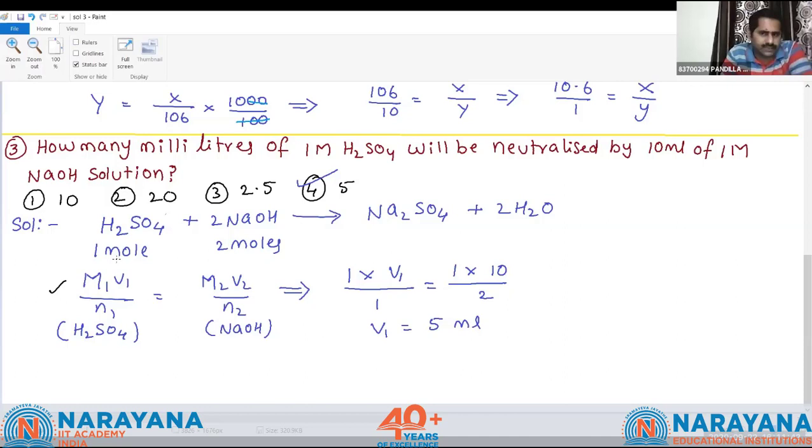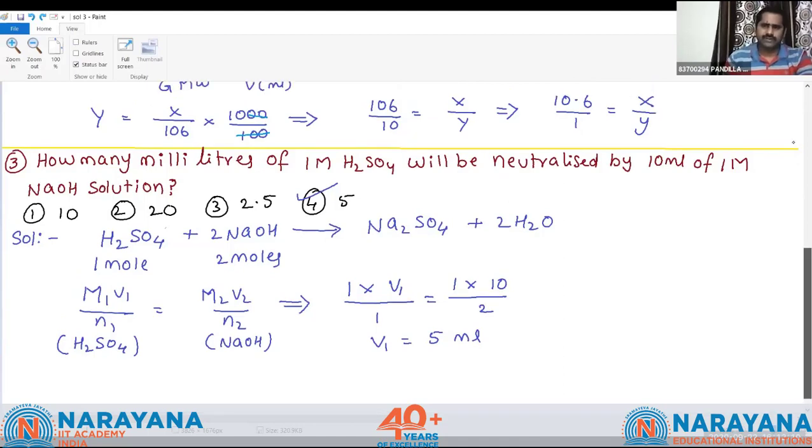The problem is with respect to molarity, not with respect to normality. H2SO4 reacts with 2 moles of NaOH, we get Na2SO4 plus 2H2O. 1 mole of H2SO4, 2 moles of NaOH. That's why the number of moles of H2SO4 is 1, number of moles of NaOH is 2. Now I substitute the values and we got the volume of H2SO4 is 5 ml.